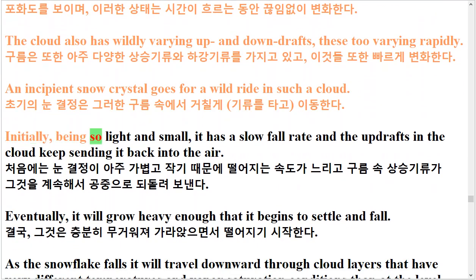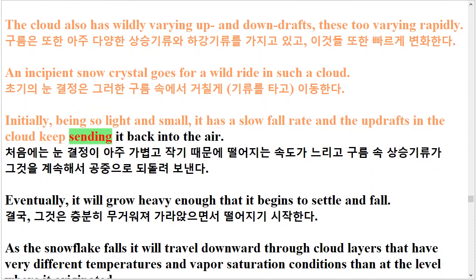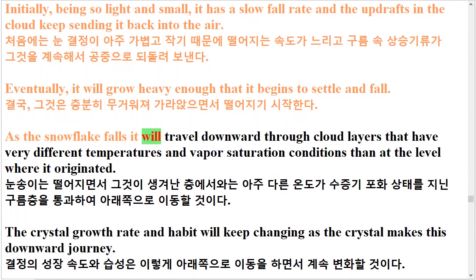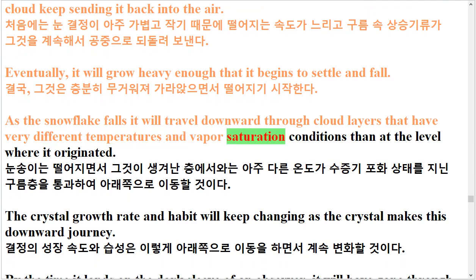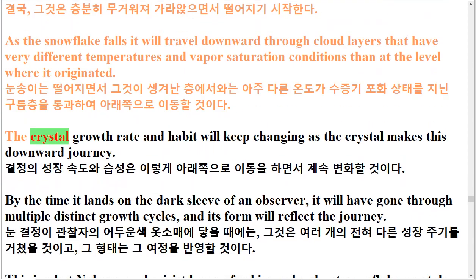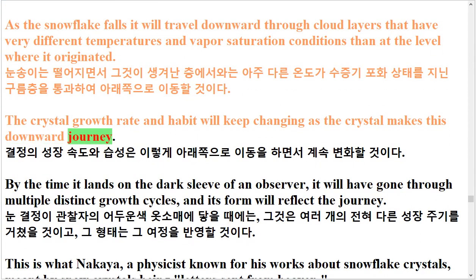Initially, being so light and small, it has a slow fall rate and the updrafts in the cloud keep sending it back into the air. Eventually, it will grow heavy enough that it begins to settle and fall. As the snowflake falls, it will travel downward through cloud layers that have very different temperatures and vapor saturation conditions than at the level where it originated. The crystal growth rate and habit will keep changing as the crystal makes this downward journey.